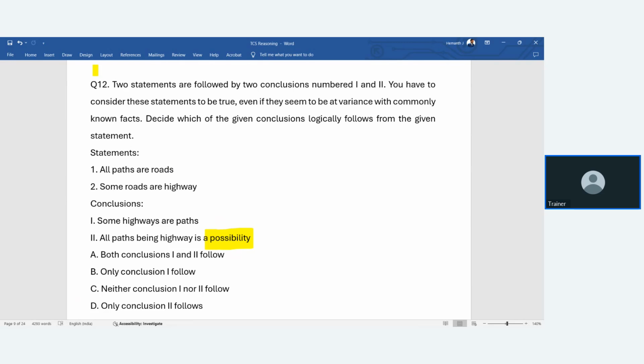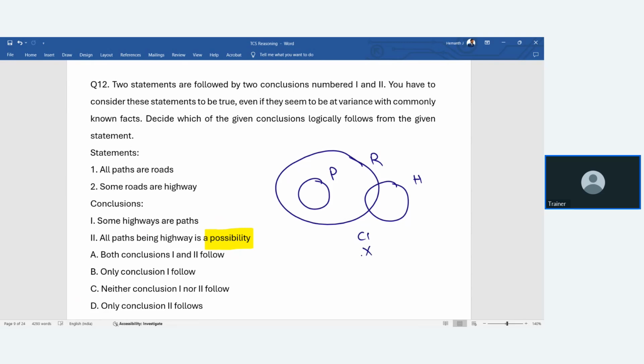Now if you look into that question: all paths are roads, some roads are highways, some highways are paths. The first one failed, so we cannot go ahead. A conclusion must be true in all diagrams, and it's not true in this one. I don't want to take the first one, so the first one is not correct. It should be the second one, or neither one nor two. But they use the word possibility. Possibility means satisfying one diagram also is okay.